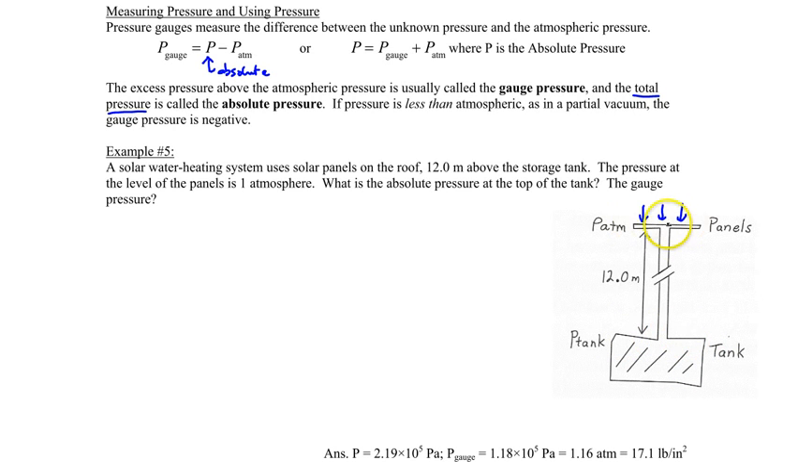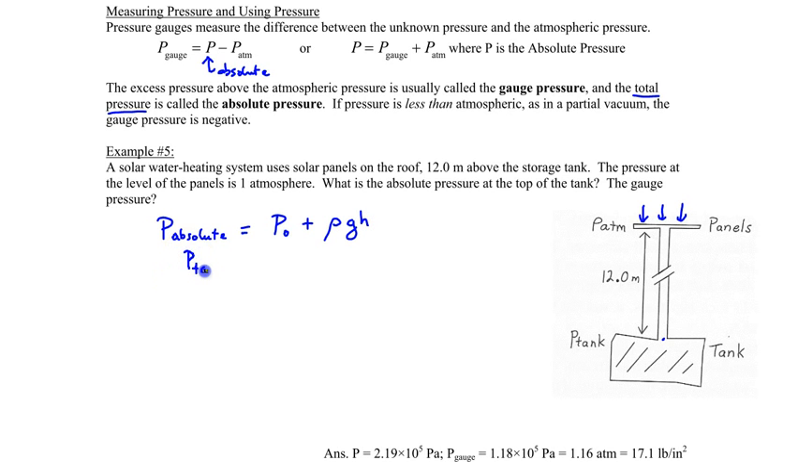Okay, so this is the panels, and then this fluid's going down about 12 meters, and then we're looking for the pressure right there. We want to know what the absolute pressure is and the gauge pressure. So, to find the absolute pressure, we are really just finding the pressure due to the external pressure, P0, plus the pressure that is due to dropping down this fluid. This is what we call the hydrostatic pressure typically, rho g h.